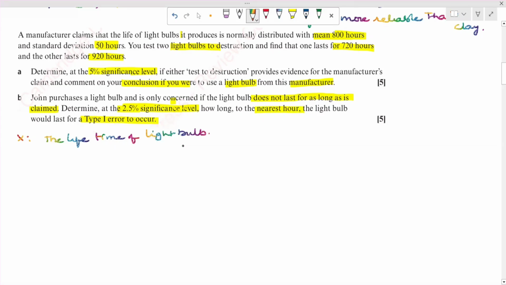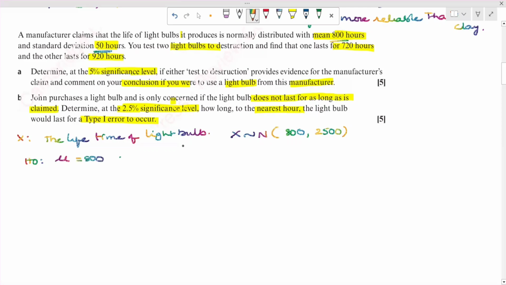Now, first write down what has already been given: mu is given and the standard deviation is given. So X is normally distributed, with mean mu and variance sigma square. Mu is 800, sigma square is 50 square, which is 2500. Now write down the null hypothesis H naught: mu equals 800 hours. Mu is given as 800 hours.